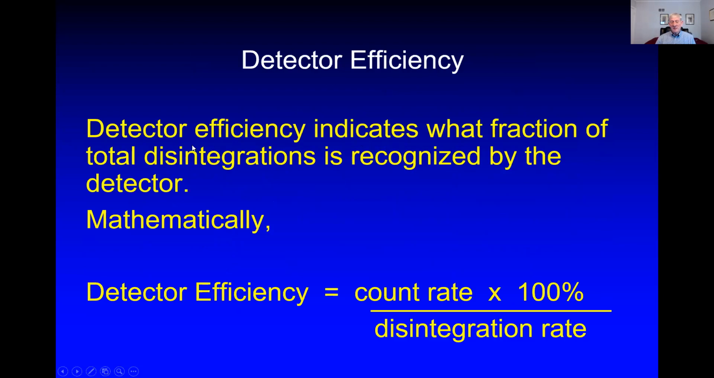So how do we define detector efficiency? The detector efficiency is simply the count rate that you got divided by the known disintegration rate of the sample. You'll always know how many millicuries or microcuries it is, times 100%. The only way this detector efficiency could equal 100% is if we had a detector that never missed a photon. We just don't have that. So it's defined as count rate divided by the disintegration rate times 100%.